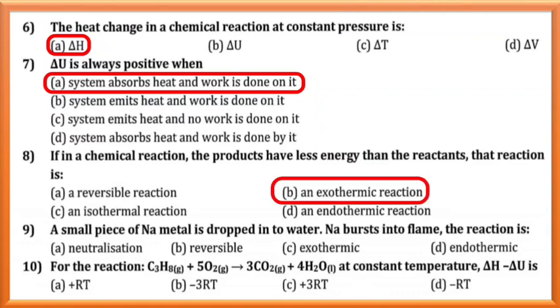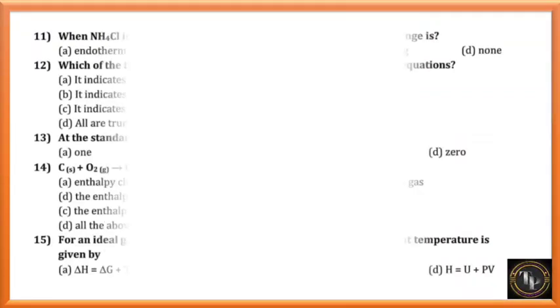If in a chemical reaction the product has less energy than the reactant, that reaction is exothermic because heat is liberated, heat is released during the process. Such processes are known as exothermic. A small piece of sodium metal is dropped into water, sodium bursts into flame. The reaction is exothermic. For the reaction at constant, delta H minus delta U is minus 3 RT.